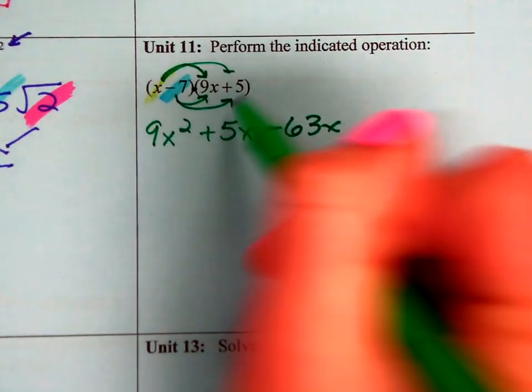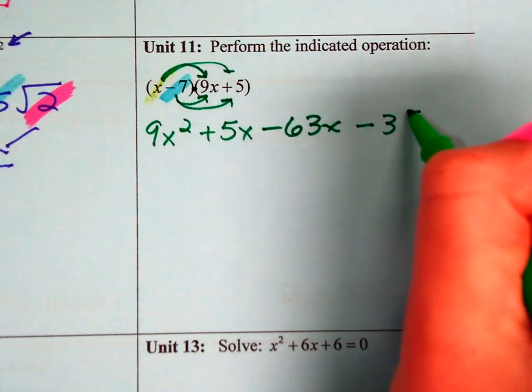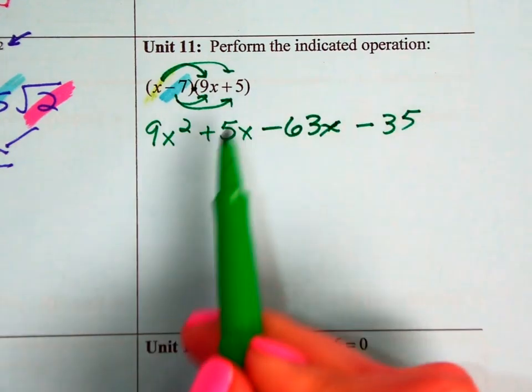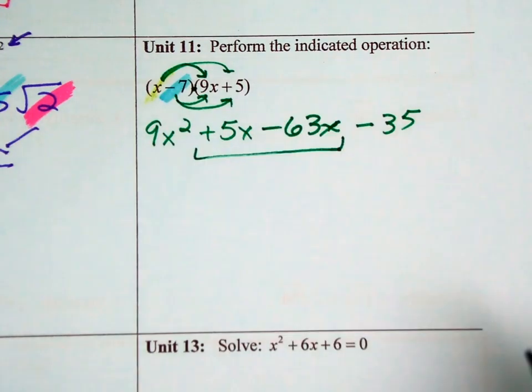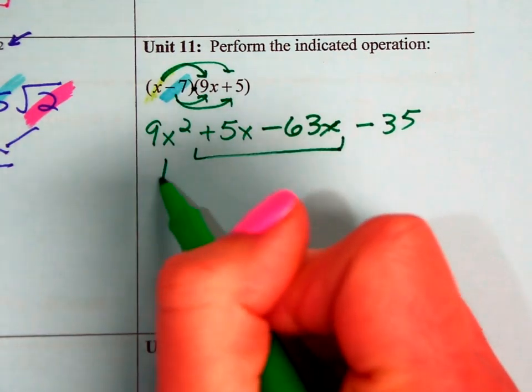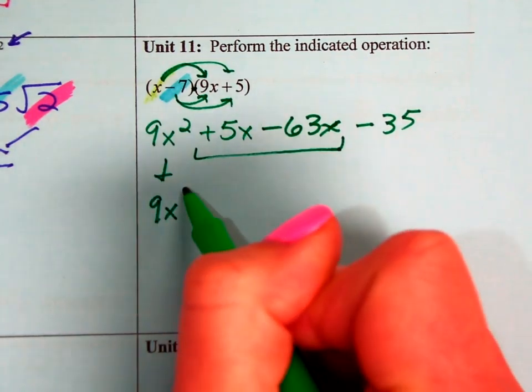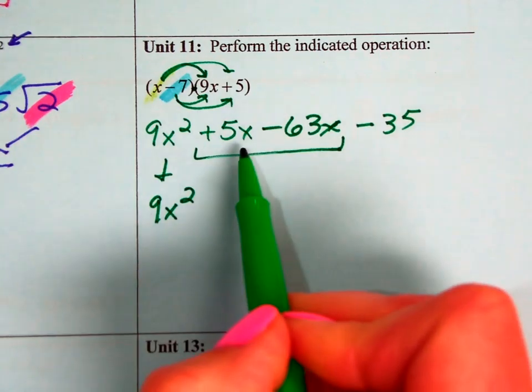And negative 7 times positive 5 would be negative 35. And we can't leave it this way. We need to combine our like terms. And our like terms here are the x terms, not the x squared, because remember, to be a like term, it has to have the same variable to the same exponent.